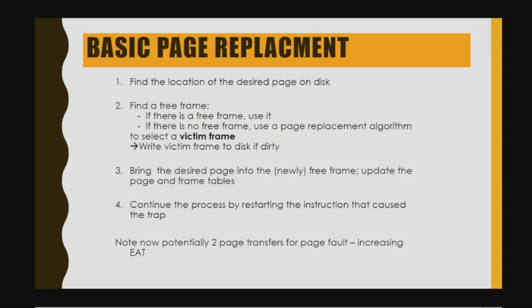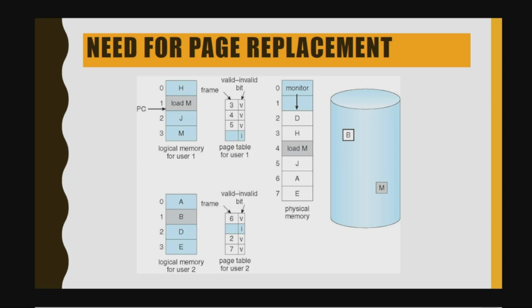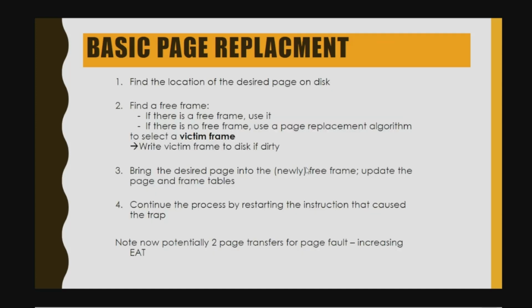Number 3, bring the desired page into the newly freed frame and update the page and frame tables. Basically, later on we need to update this table. So this one we have is the victim. Later on we look more at the demonstration. Number 4, continue the process by restarting the instruction that caused the trap. And you should remember that the two page transfers for a page fault will increase the EAT.